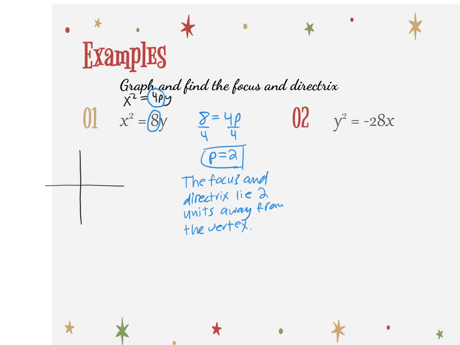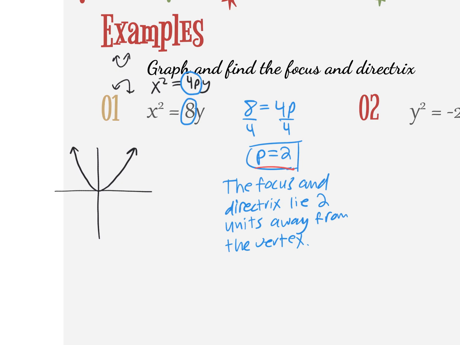Because it's an x squared parabola, I know that it's going to open up and down. And because our p-value is positive, that means it's going to open up. So I know for sure it's going to look something like that. You know what a parabola looks like. But now I can say that with a p-value of 2, all I have to do is move 2 units up from the vertex, and there is your focus. I'm sure you can guess what ordered pair that is. I have a focus at (0, 2).